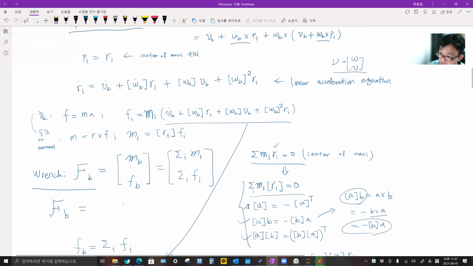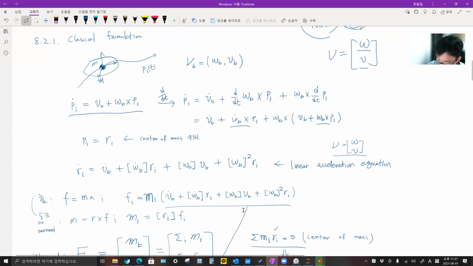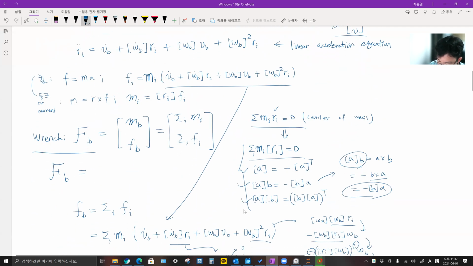Actually, as I already told, in the modern robotics class, we describe rotational movement and translational movement together. So the twist is also like this, rotational and translational. In case of force, we indicate together the moment here and force here. This one is the linear thing and this one is the rotational thing. So if there are multiple rigid bodies, we can sum like this.